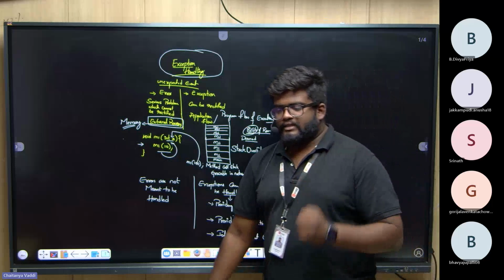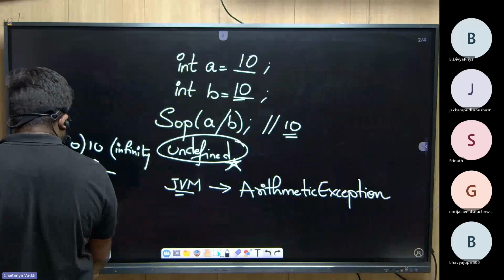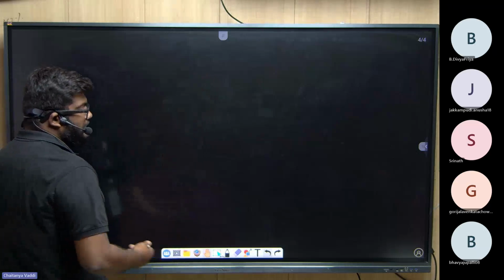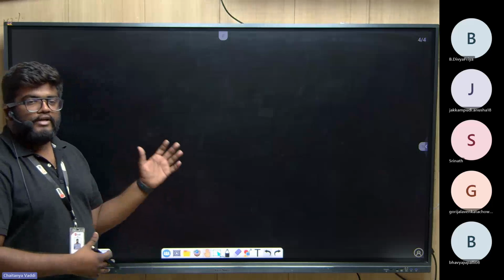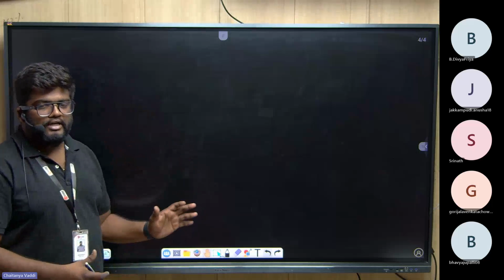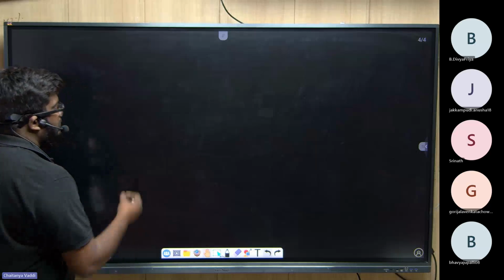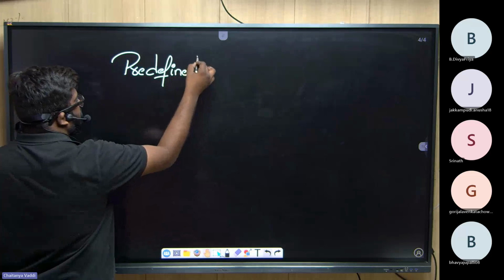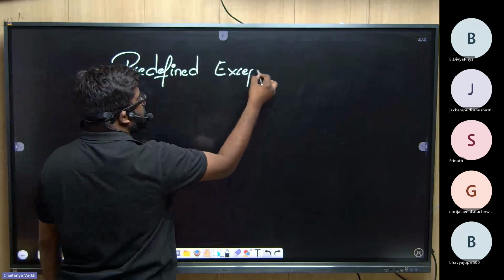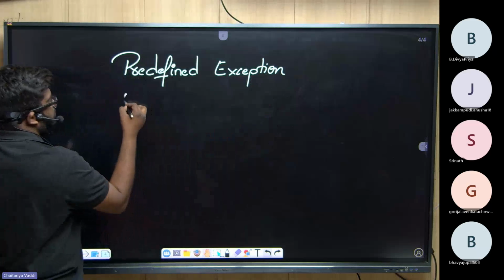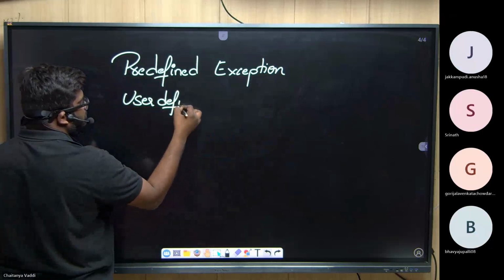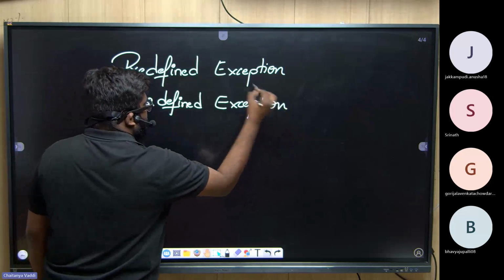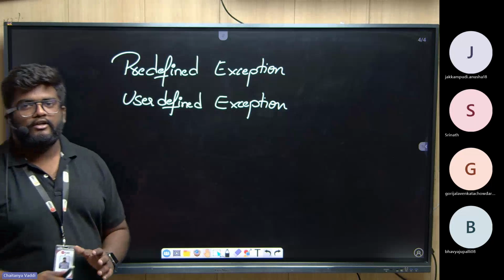In this concept we have understood what exactly the error is and what exactly the exception is. In Java, there is a specific hierarchy, a specific structure where we are going to see how these exceptions are created internally. Generally there are two types of exceptions, which are predefined exceptions and user defined exceptions. What exactly are predefined exceptions? What exactly are user-defined exceptions?